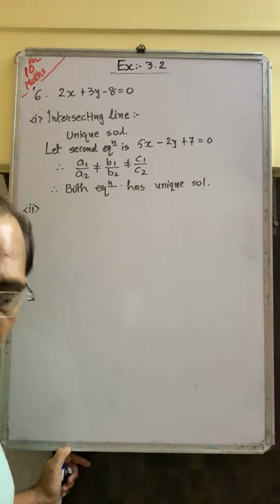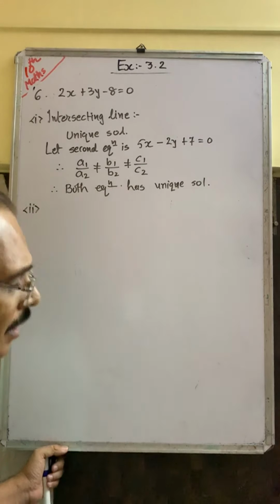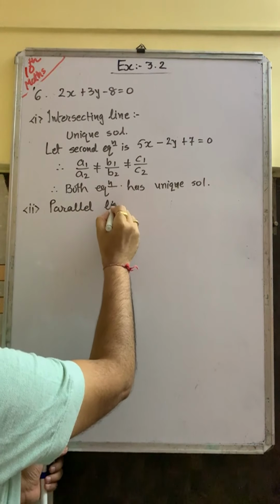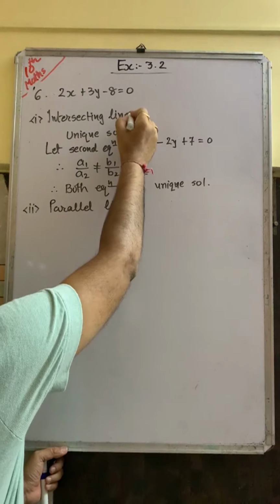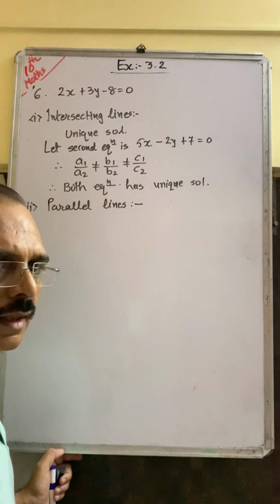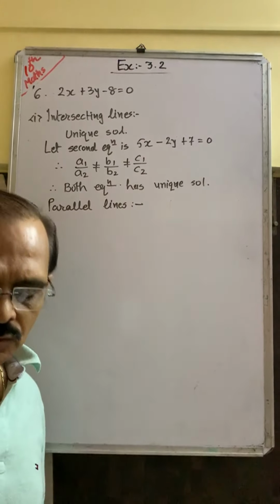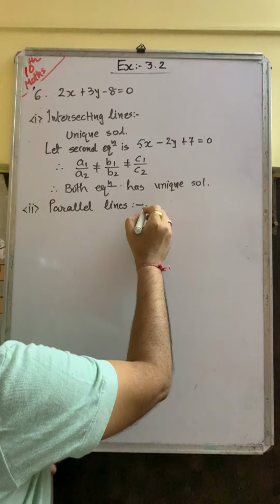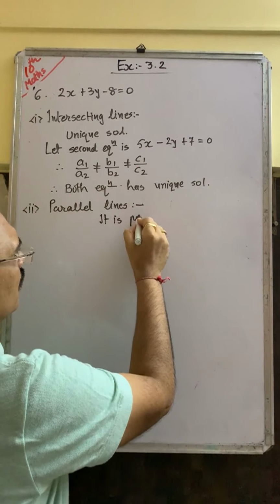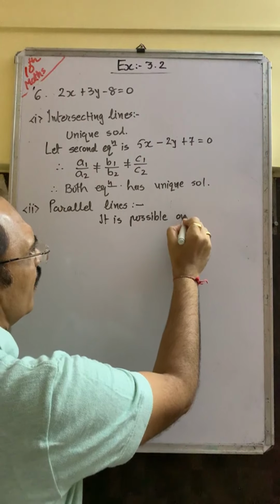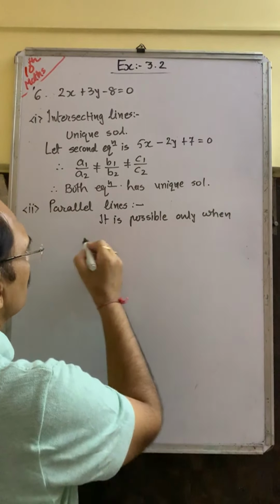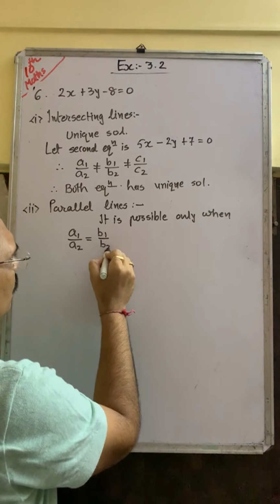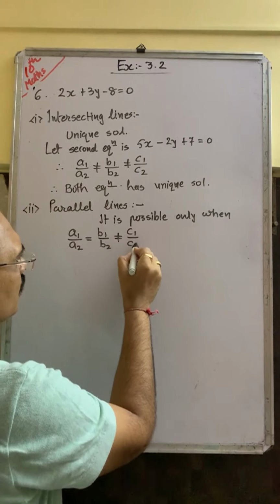Second, one equation we already have, we have to find another equation which satisfies this condition: that the lines are parallel lines. Okay. Now parallel lines are possible only when a1 upon a2 equals b1 upon b2, but it is not equal to c1 upon c2. So it is possible only when the condition is what? a1 upon a2 is equal to b1 upon b2 is not equal to c1 upon c2.